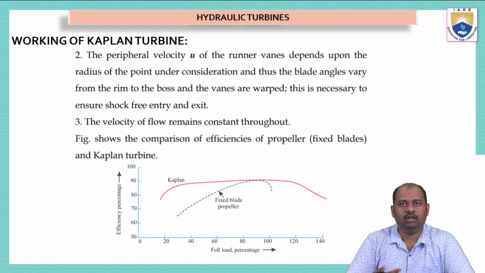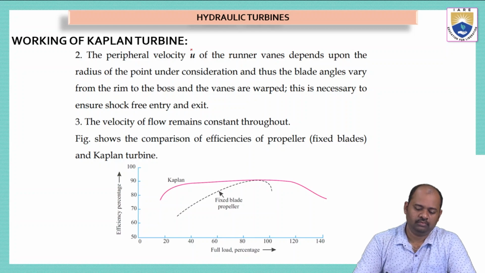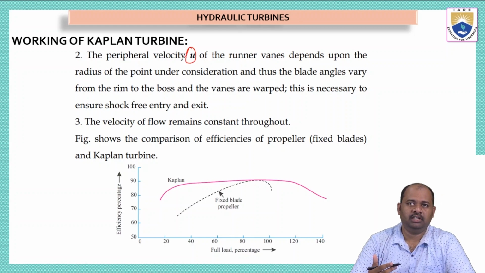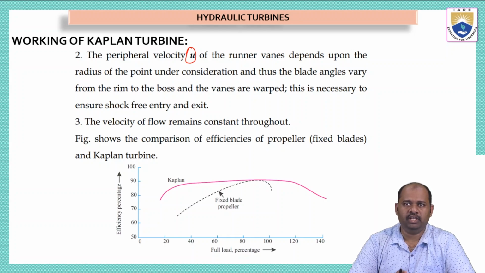Now we have some more points to understand when we study a Kaplan turbine. Let us try to understand the second point, that is the periphery velocity u. This is the velocity that is denoted with letter small u. The peripheral velocity of the runner depends upon the radius of the point under consideration, and thus the blade angles vary from the rim to the boss and vanes are warped. This is necessary to ensure shock-free entry and exit.